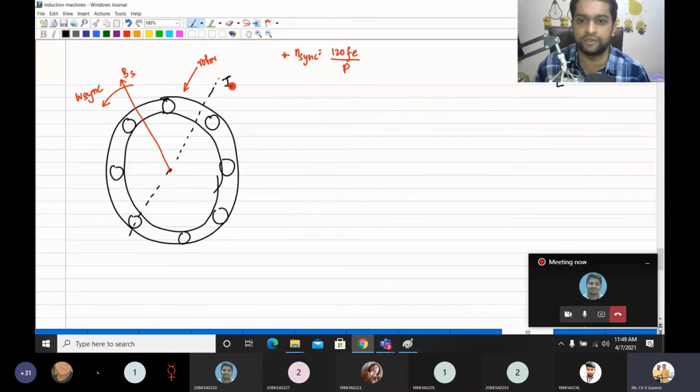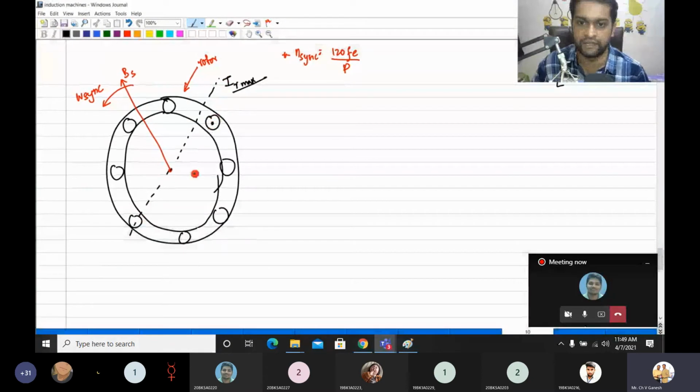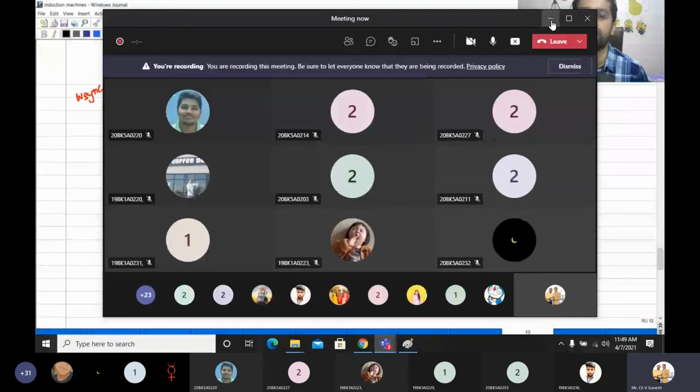So this is the axis which shows the rotor current maximum. Okay, rotor current maximum. This is just to define the rotor magnetic field. Now I told you when a current is flowing, for example, these conductors will take a current flowing like this.